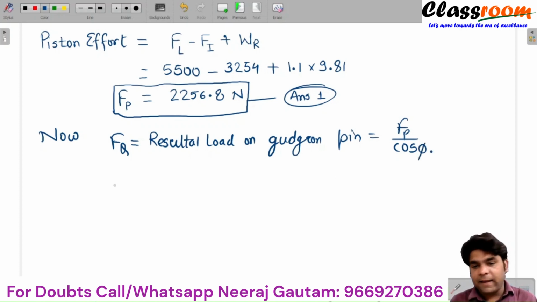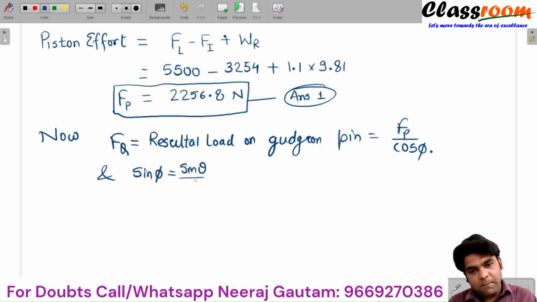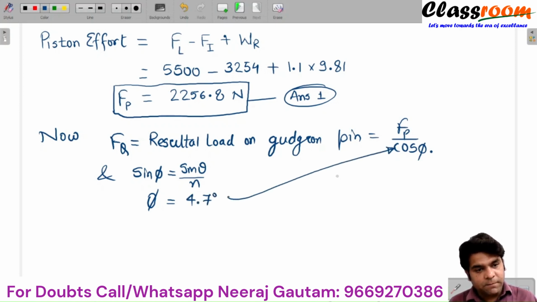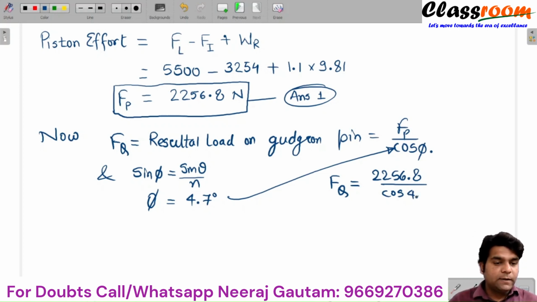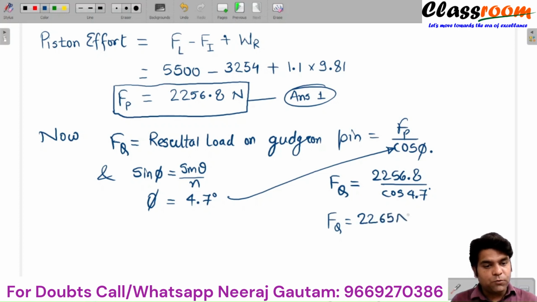Now to determine the value of phi, we know that sine of phi is equal to sine of theta by n. After calculating, we get the value of phi as 4.7 degrees. If I substitute this value in this relation, then I will get the value of Fq as Fp, 2256.8, divided by cosine of 4.7 degrees. After calculating, we finally get the value of Fq as 2265 newtons.